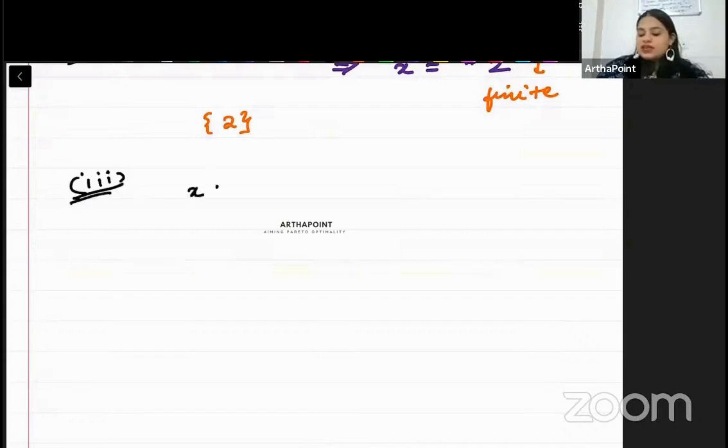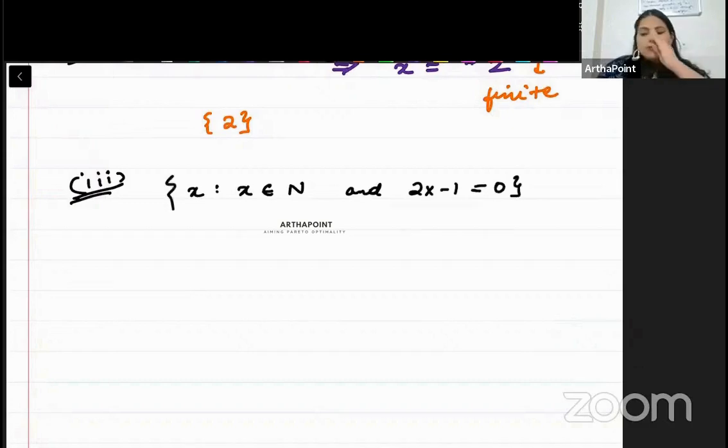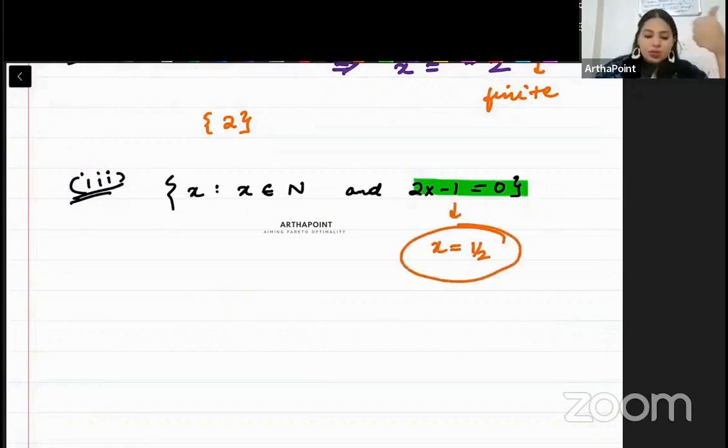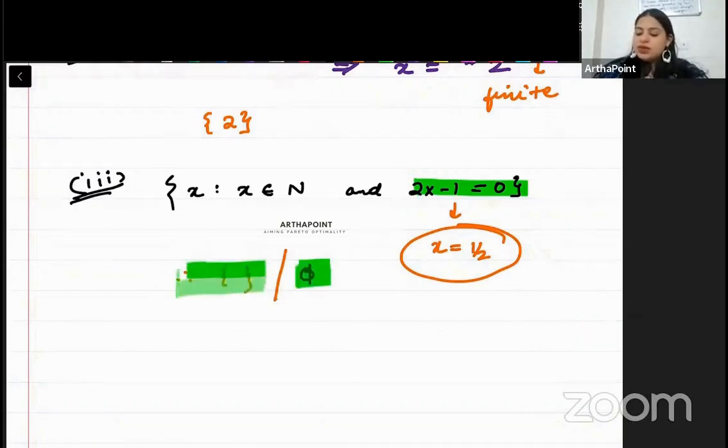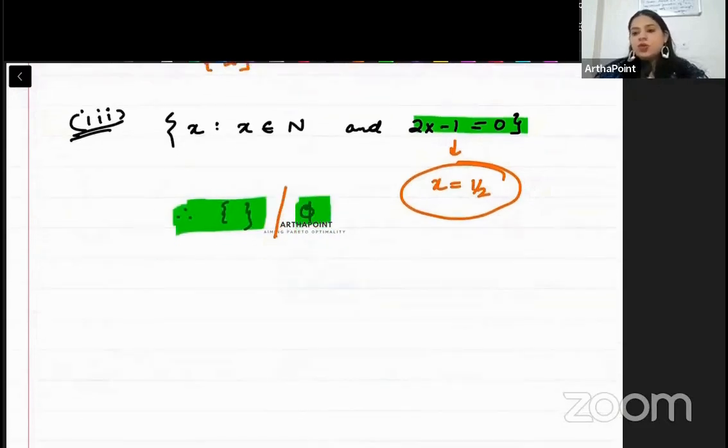So when I say x is such that x belongs to natural numbers and 2x minus 1 is 0. So beta, इस केस में क्या होगा? देखो 2x minus 1 is 0. What does this imply? It implies x is half. But half is not a natural number. Natural numbers should have been 1, 2, 3, etc. So therefore, ये जो set बनेगा ये एक null set होगा. It will be a null set, either represented like this or like this, right? So beta, since it is a null set, we know that this is still finite. Therefore, it is a finite set.